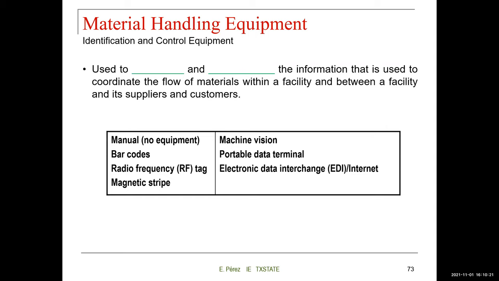In terms of identification and control of equipment, this is used to collect and communicate the information that is used to coordinate the flow of materials within a facility and between a facility and its suppliers and customers. So again, mention the use of barcodes in the product, radio frequency or RF tags, magnetic stripes, machine vision, portable data terminal, electronic data interchange or internet. So all this is becoming more and more accessible now that we have better equipment and better internet access and so on. So companies are relying more on this type of technology to handle their transportation and material handling needs.